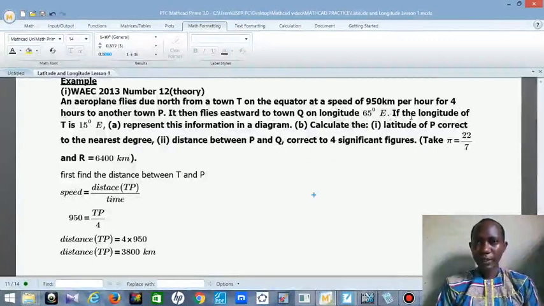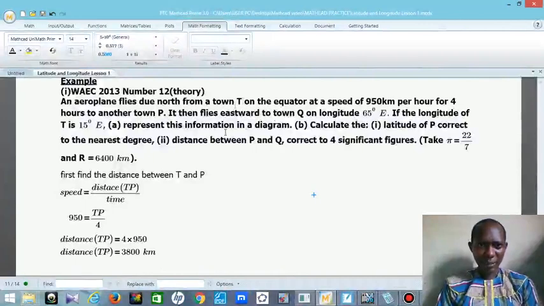If the longitude of T is 15 degrees east, you can see now the longitude of T is given on the equator, 15 degrees east, so we can move that way now. So the question is complete. Now represent this information in a diagram.